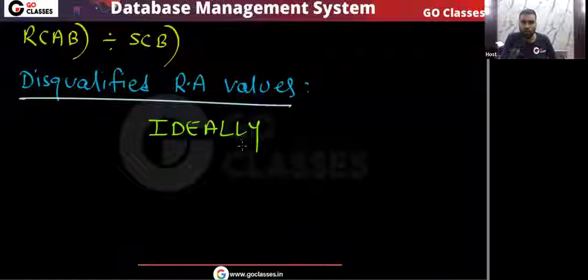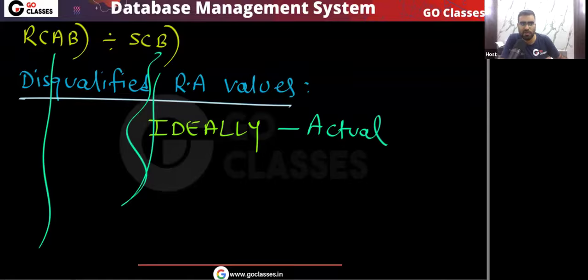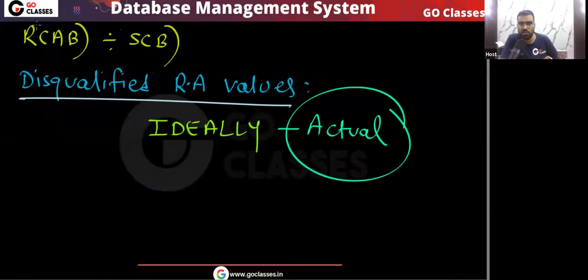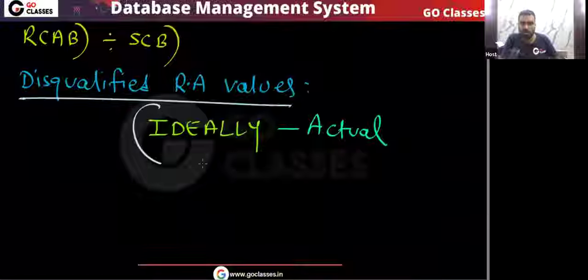Okay. Now, from the ideal situation, if I remove the actual situation, this is giving me the actual situation, which A value is pairing with which B value. So the ideal situation is that every A value pairs with every B value. If I remove the actual situation from the ideal, then what will I get? Let me know.